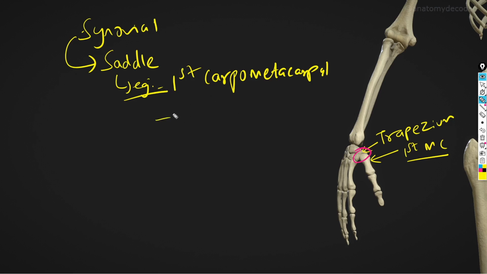Then you can remember one more example with the clavicle only. One end of the clavicle we had learned is a plane variety of synovial joint. The other end of the clavicle, the medial end, which articulates with the sternum, is a saddle variety of synovial joint. This joint is named the sternoclavicular joint. The sternoclavicular joint is a saddle variety of synovial joint.